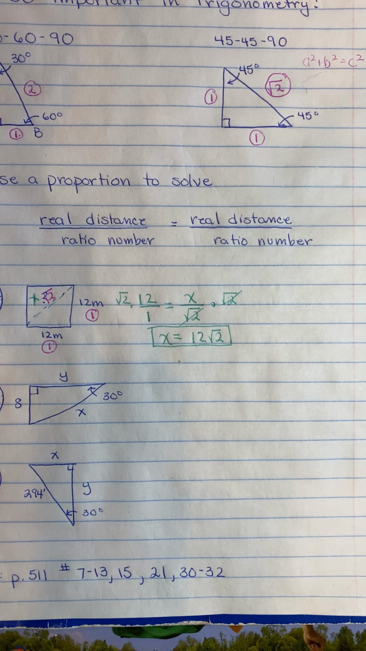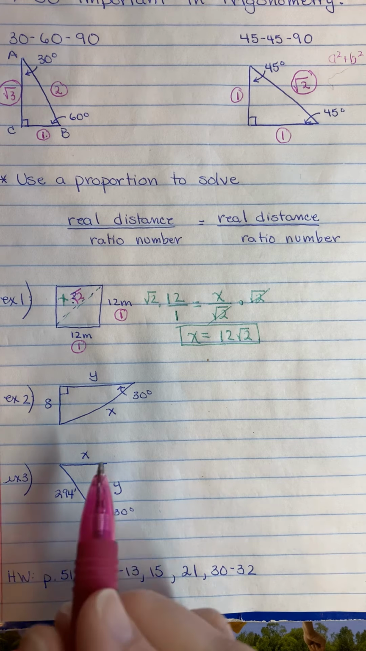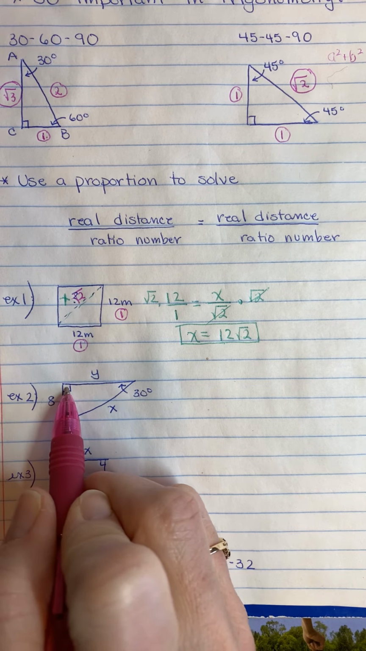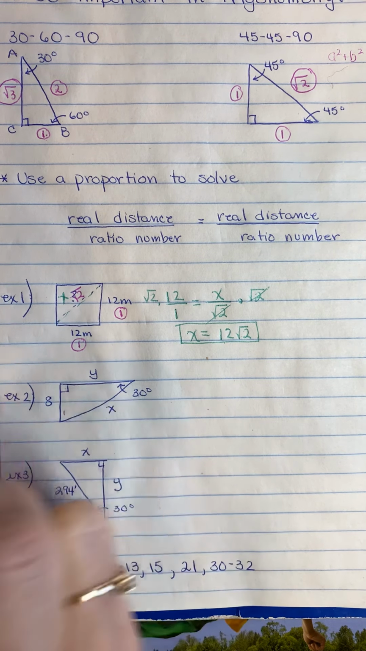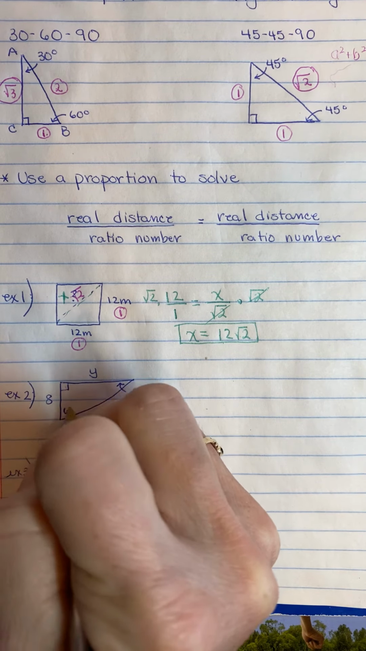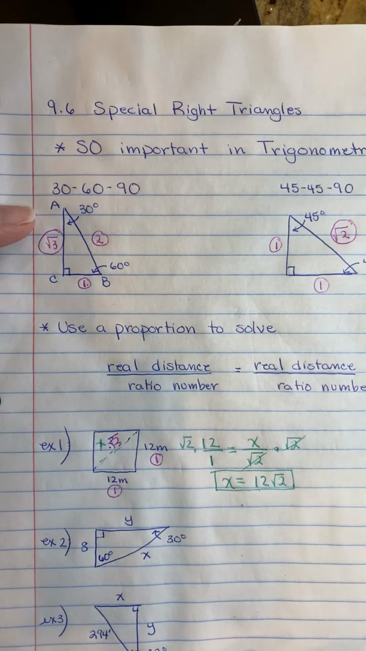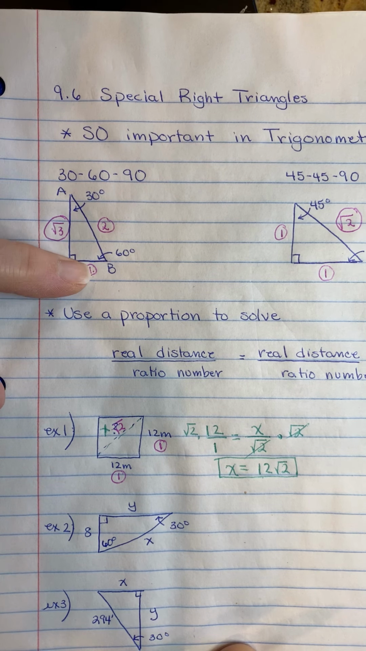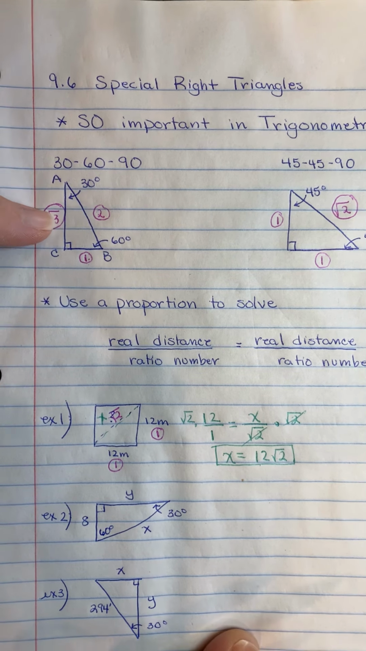Let's do the next example, example 2. We have a triangle here. If this is 30 and this is 90, we know that these two angles must add up to 90. So we got the 60 here, right? It's going to be a 30, 60, 90. All right, so we're going to use these numbers right here. The side opposite the 30 is half the hypotenuse.